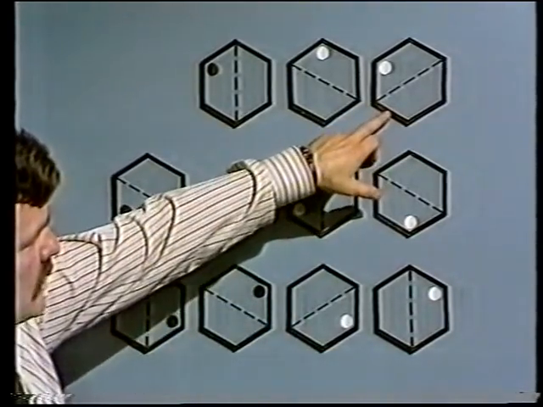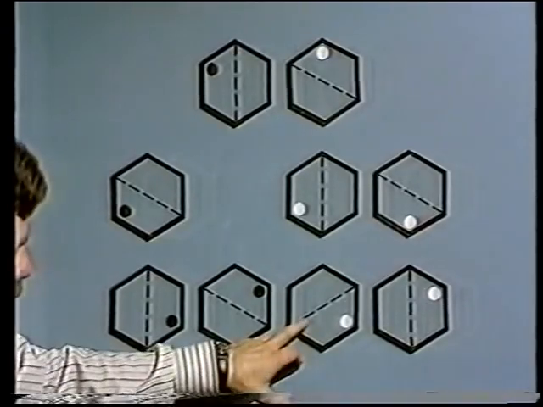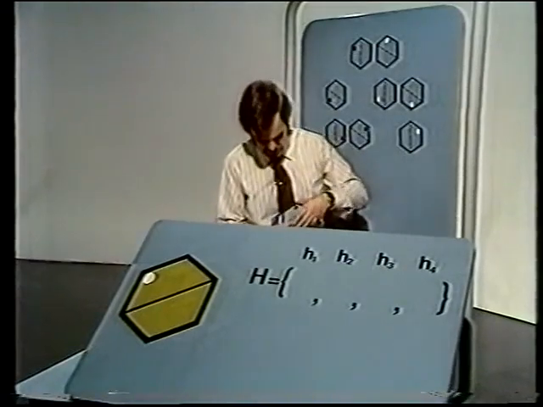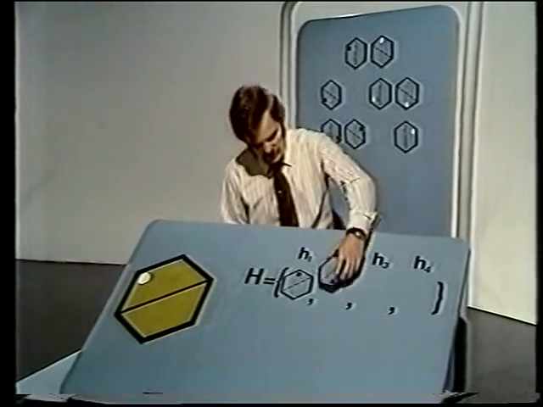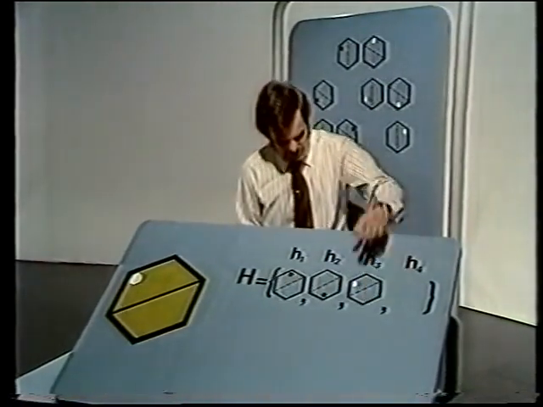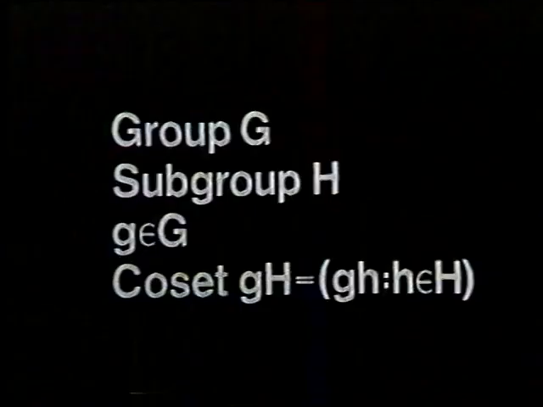And there are two reflections. Here's one of them, and here's the final one. So these will be our elements: H1, the identity element, H2, the rotation through a half turn, and then two reflections. There's H3, and there's H4. So there's a subgroup. Now what about a coset?